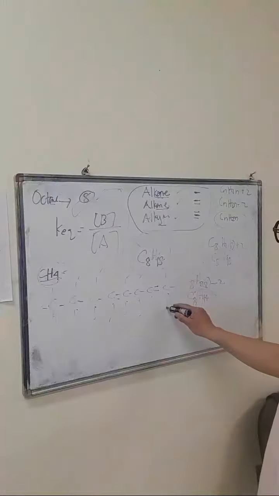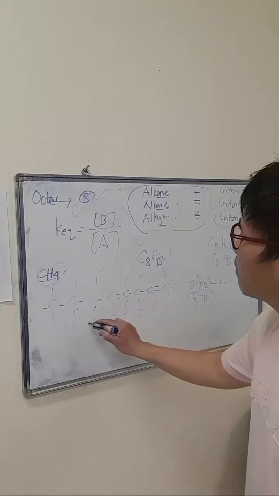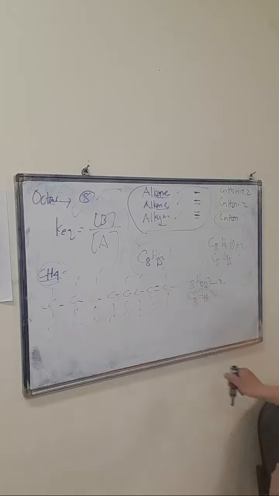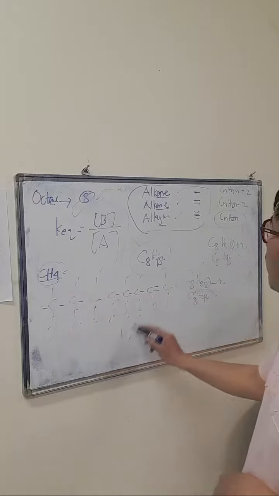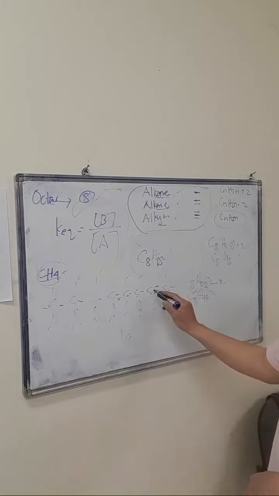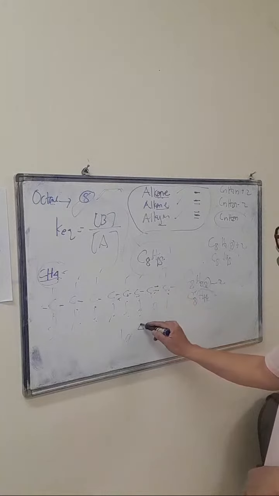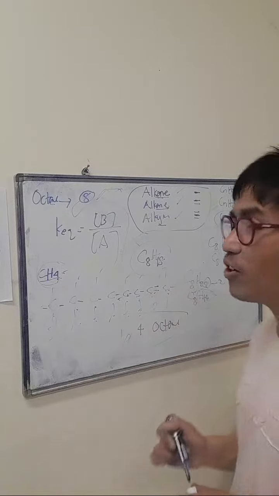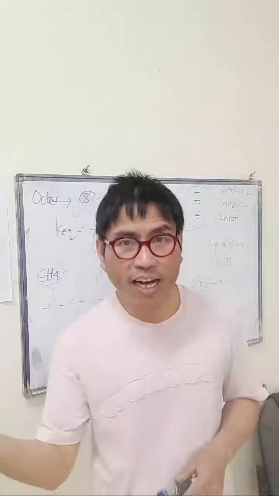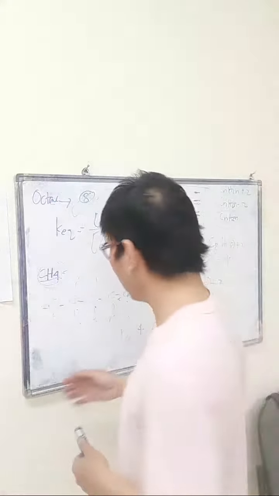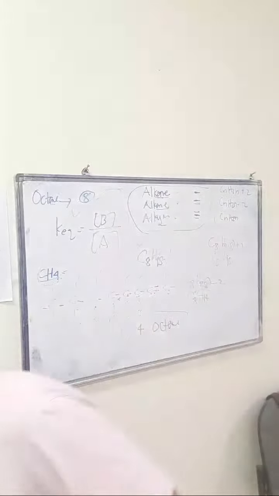So I could say 1 carbon atom, 2, 3, 4, 5, 6, 7, 8. I put the double bond here, so I will say 1, 2, 3, 4, 5. 1, 2, 3, 4. So 1,4-octene, because you put the double bonds at carbon atom number 1 and carbon atom number 4. That is the naming. You got the point? This is octene.